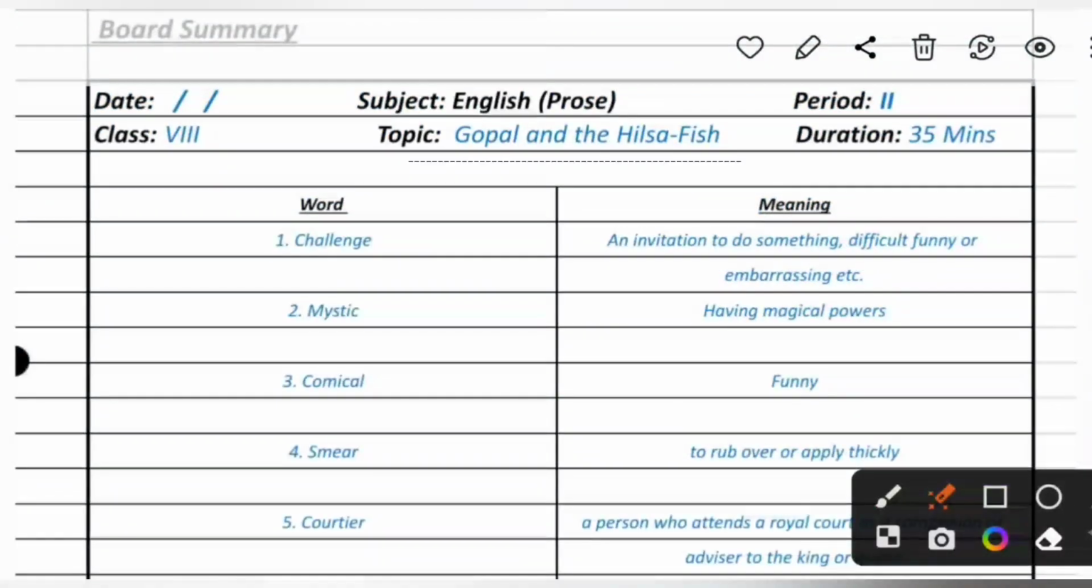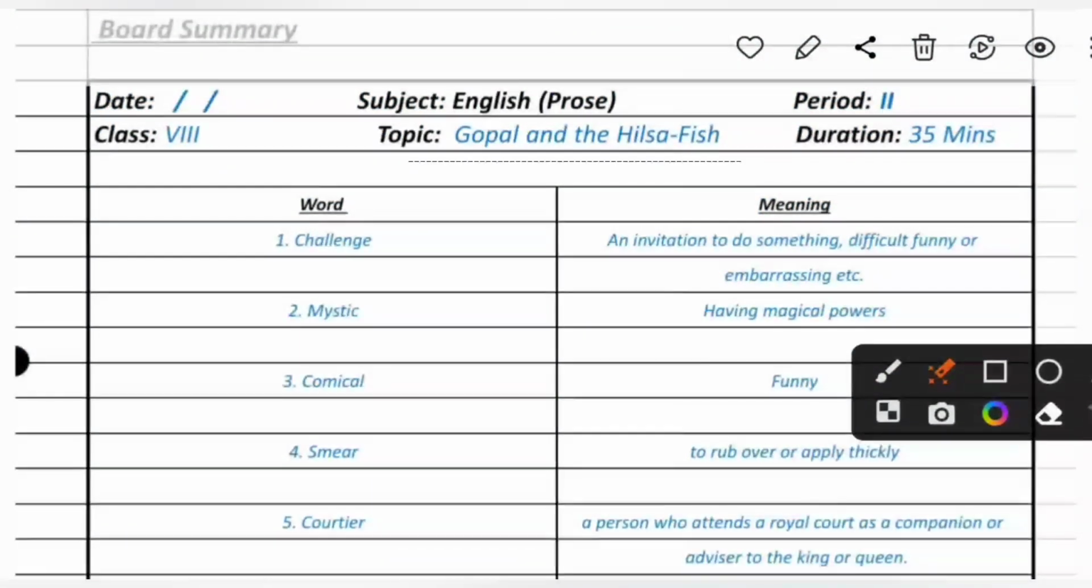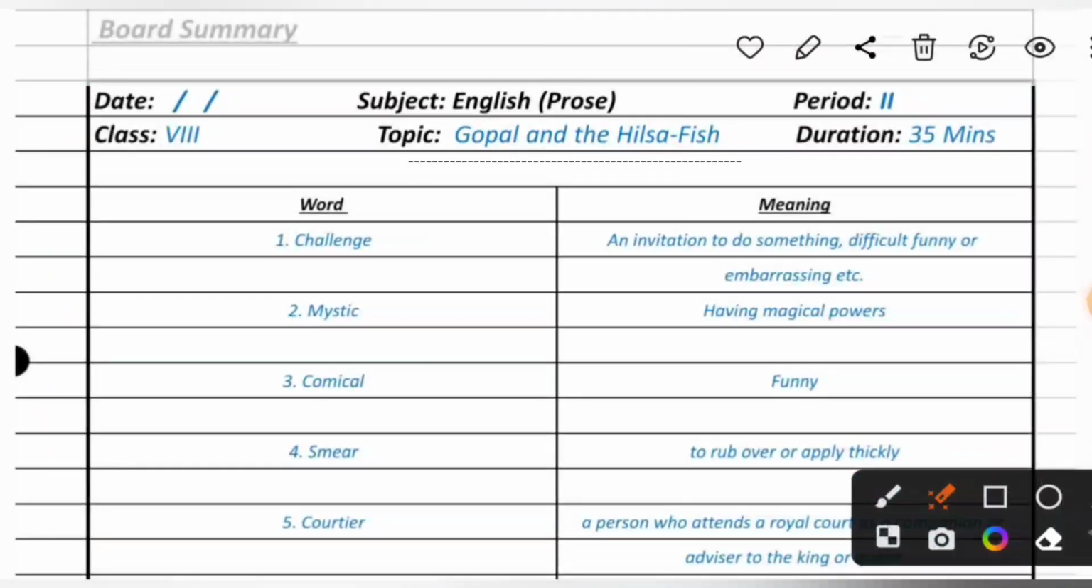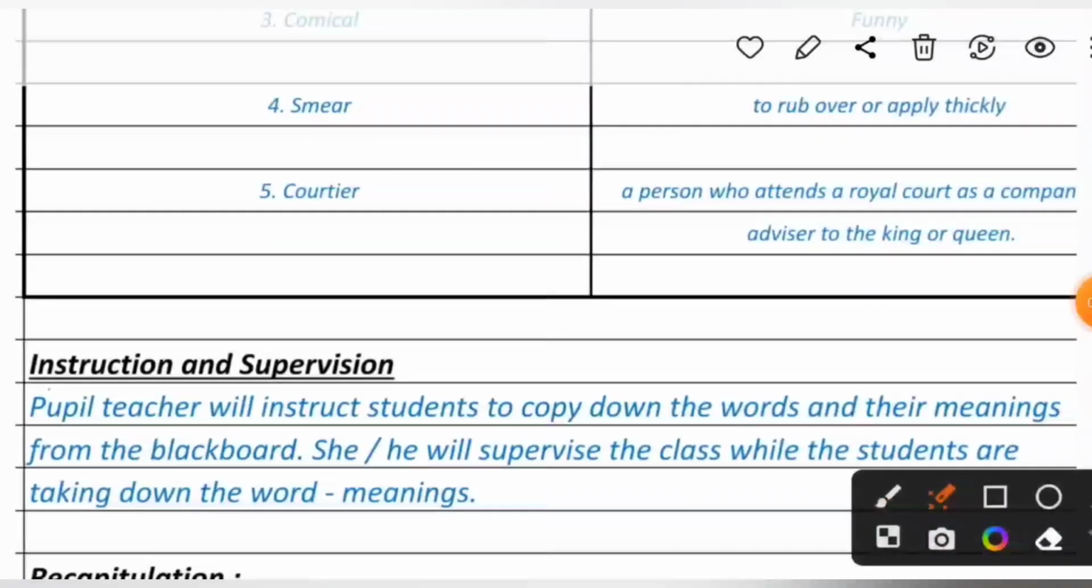Now the presentation part is over. So the next heading will be board summary. For this you can make a rectangle showing the shape of the board and write words and their meanings in it. Then the next heading will be instruction and supervision. Here we will write, pupil teacher will instruct students to copy down the words and their meanings from the board. She or he will supervise the class while the students are taking down the words and their meanings.